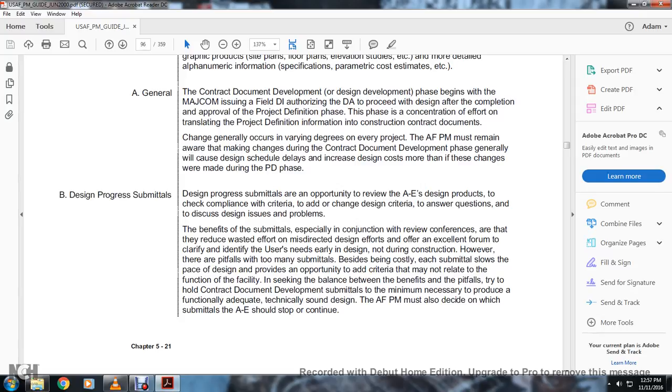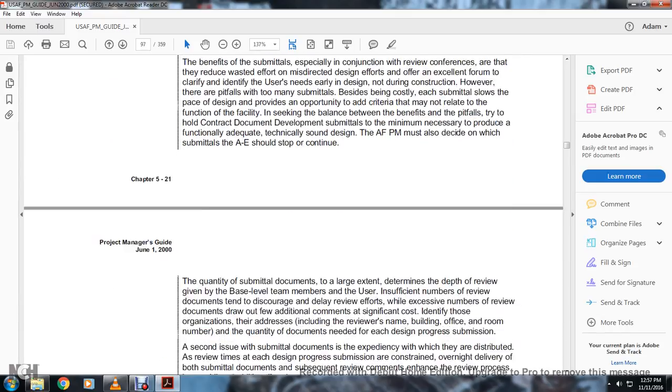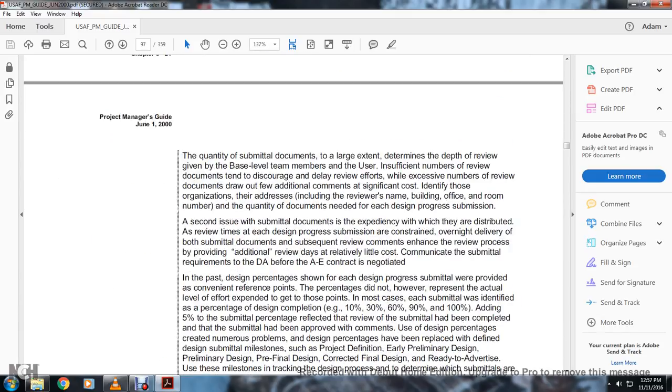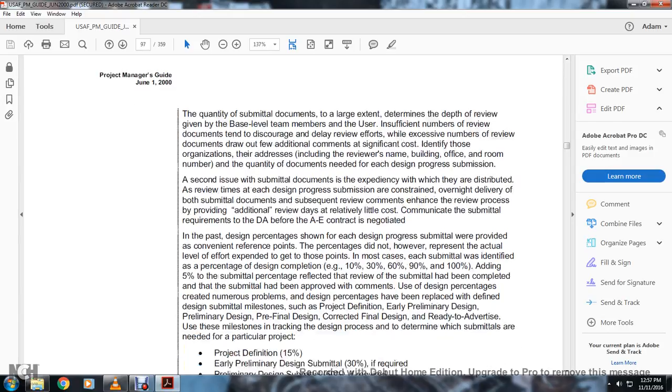The Air Force program manager also decides whether the submittals of the architectural engineering should stop or continue. The quantity of the submittal documents largely determines the depth of the review given by the base level team members and the user. An insufficient number of review documents discourages or delays the review effort, while an excessive number draws additional comments and significant cost. Identify those organizations that are addressed, including reviewer names, building, office, and room numbers, and the quantity of documentation needed for either design or submission.